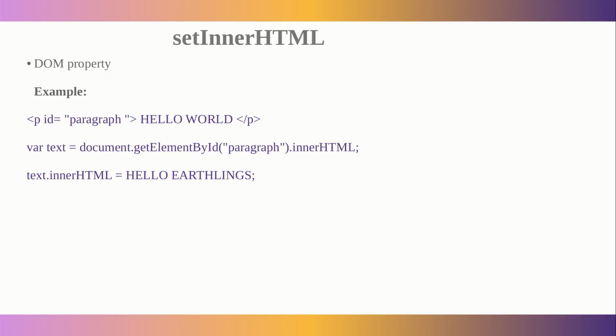And once we've stored the reference to that element in a variable, we can simply access the innerHTML property of that variable with the dot notation, like we see in var text, which references the string hello world. And in order to change the text of the p tag, we could simply access the innerHTML property of var text and assign it some new text, such as hello earthlings with the equal to operator.